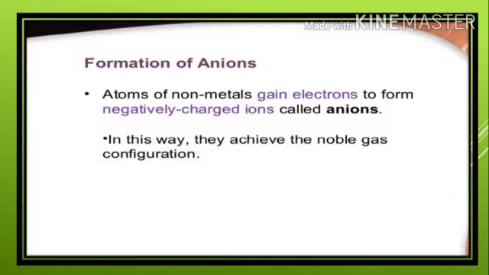Now, let's discuss the formation of anions in detail. Anions are negatively charged ions, and they are formed by the gain of one or more electrons by an atom. In case of anions, the number of electrons is more than the number of protons. So, they are negatively charged ions.